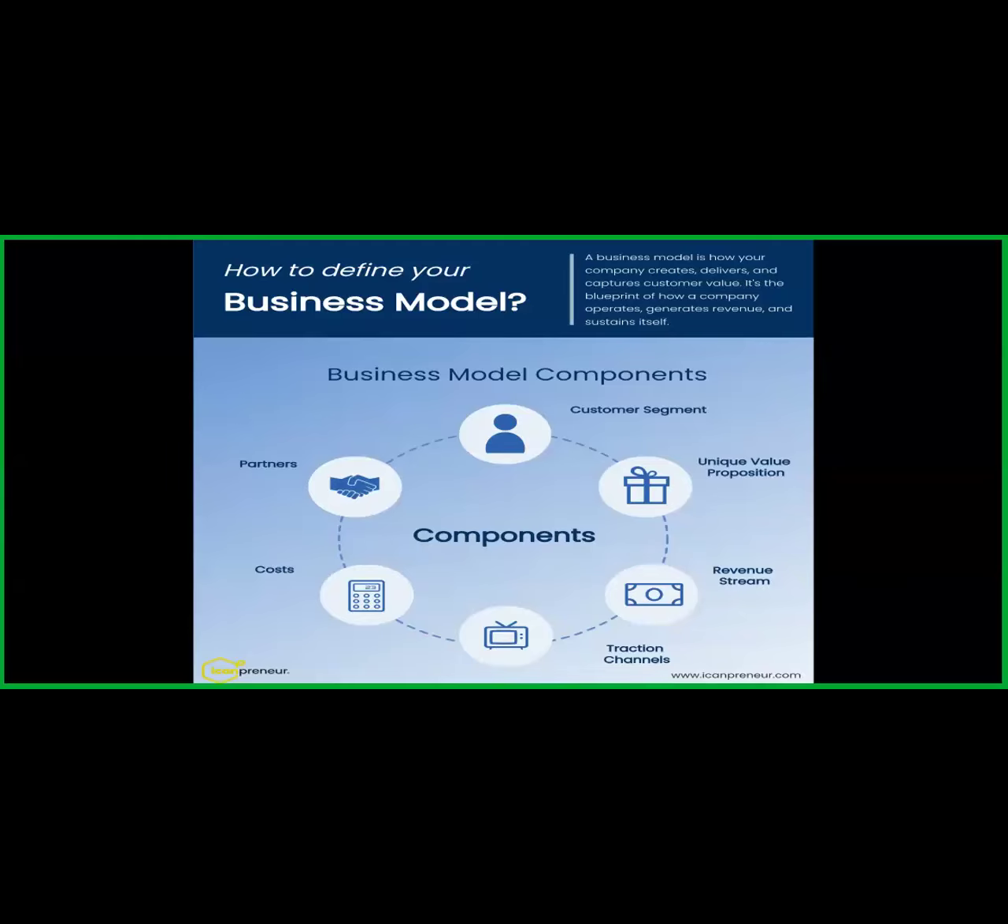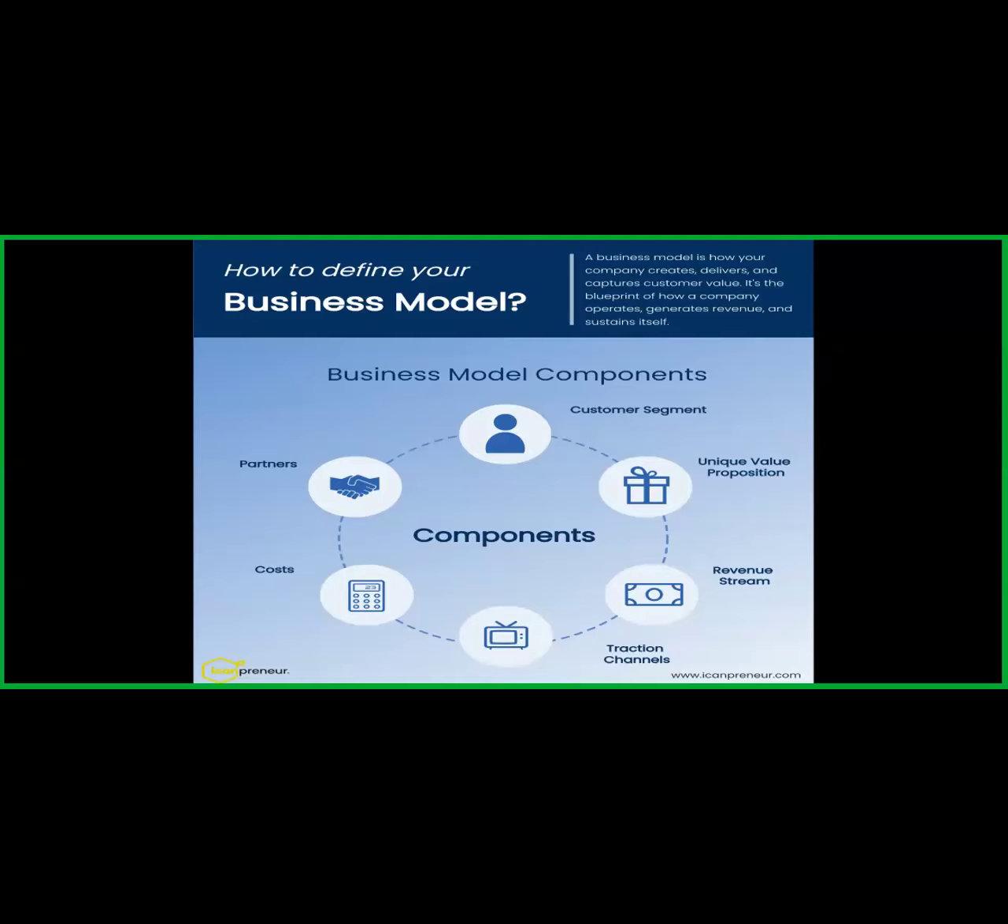For example, if you are coming up with, say, nappy pads, you are aware that your customers are going to be small children and their moms. So you need to convince the moms how your product is superior to the other products which are existing in the market. If you are able to convince the mothers, then you will be able to sell your product.